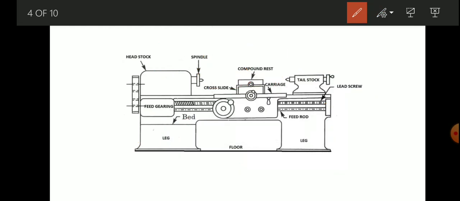So coming to the bed, it is the main base of the machine tool. It supports all the major components of the lathe machine. Basically it is made up of cast iron, which is rigid to prevent deflection. On the top of the bed it consists of guideways to provide for carriage movement and tailstock movement.